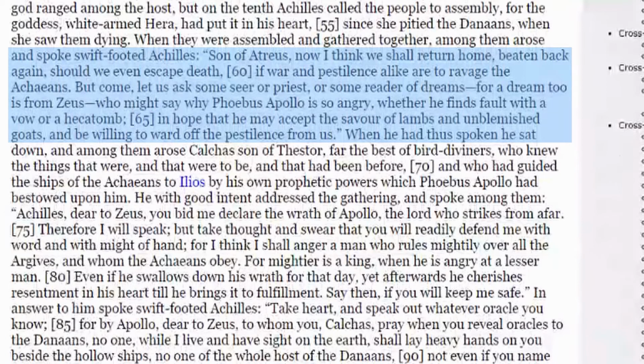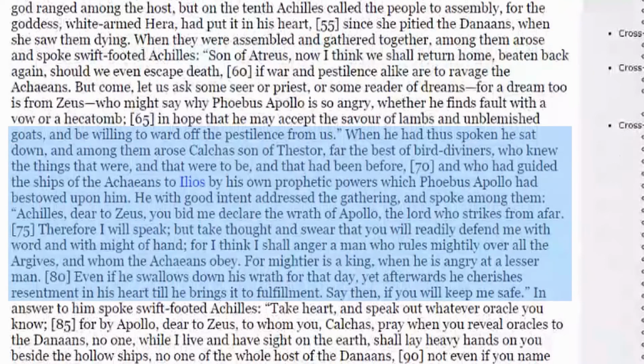He says this, and then we get our first political lesson of the poem. And it's a poem that's full of them. And a man gets up, and the narrator describes him as Calchas, son of Thestor, far the best of bird diviners. He looks at the entrails of birds, and from this learns what the gods believe or think or want.